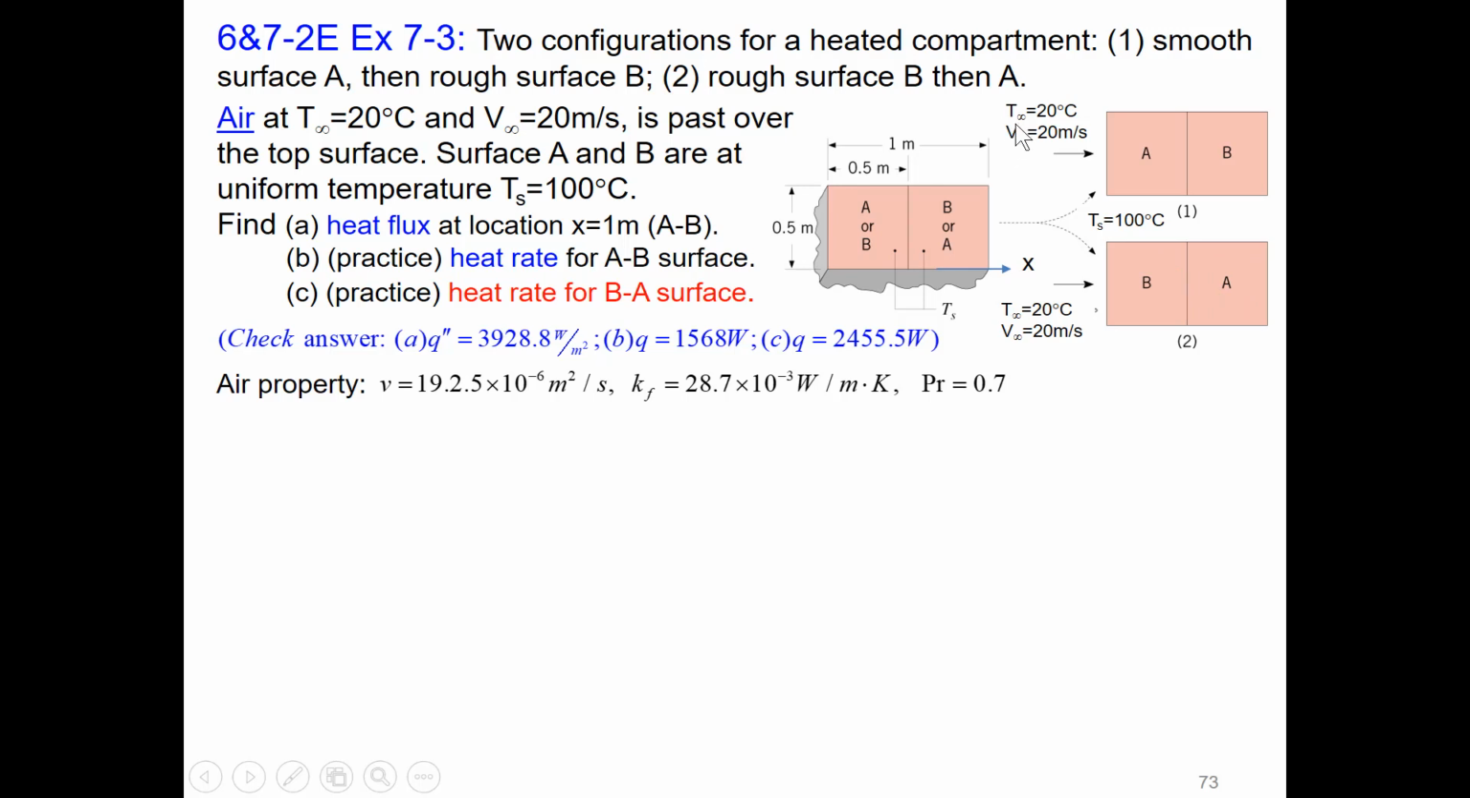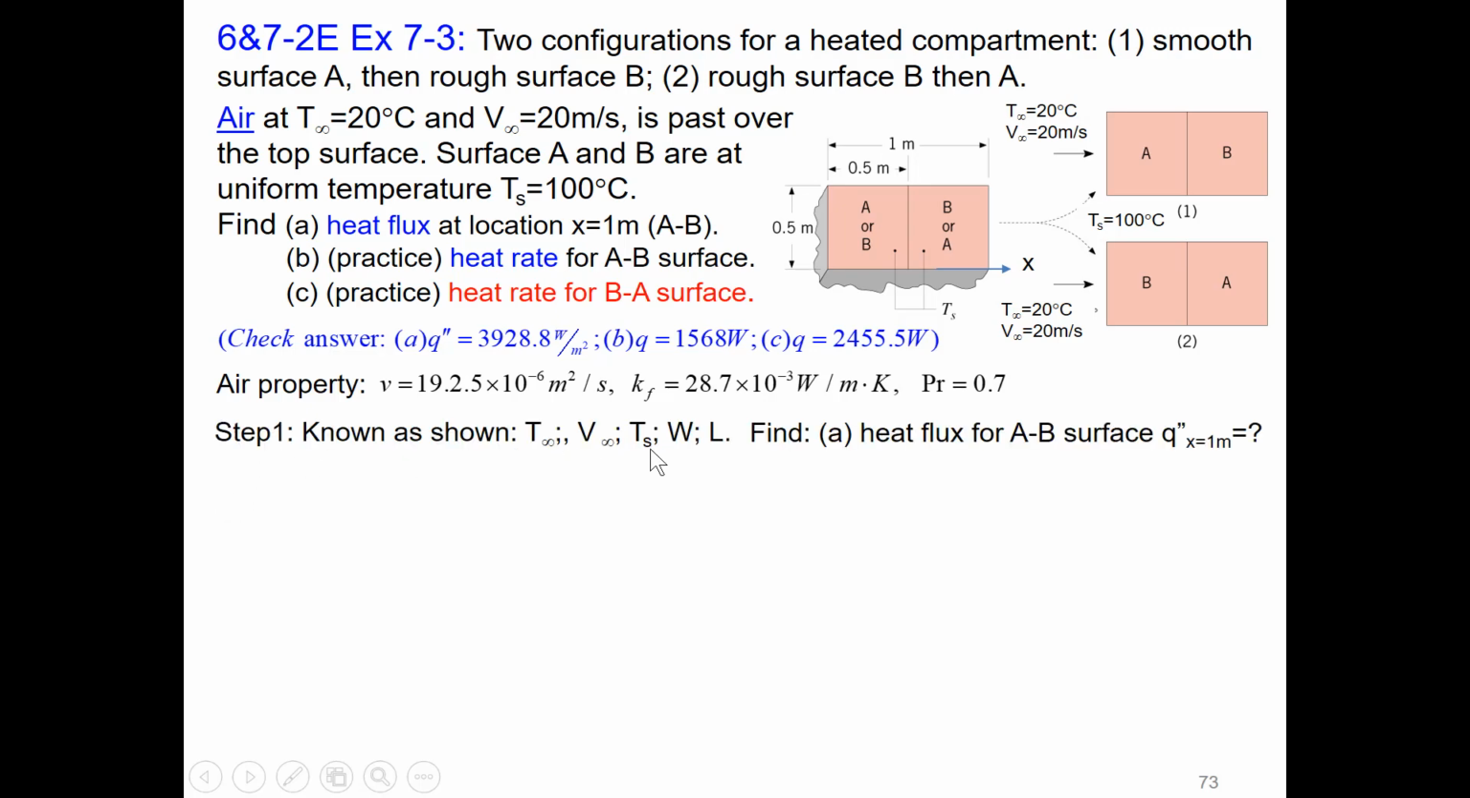Air at temperature T infinity and velocity V infinity is passed over the top surface. The surfaces A and B are at uniform temperature Ts. We need to find out the heat flux at a specific location x, which is 1 meter, right here. Questions B and C are left for students' practice. Air properties are provided here.